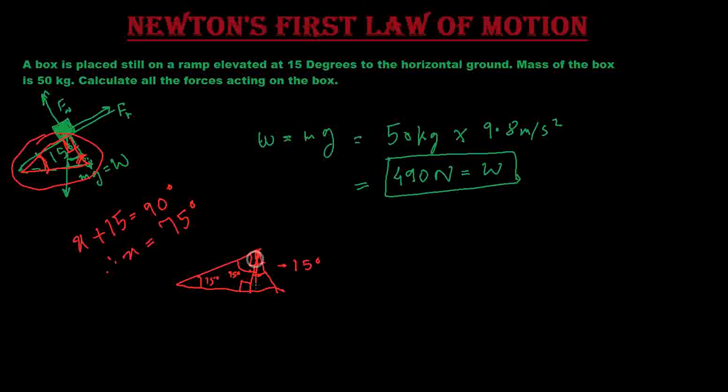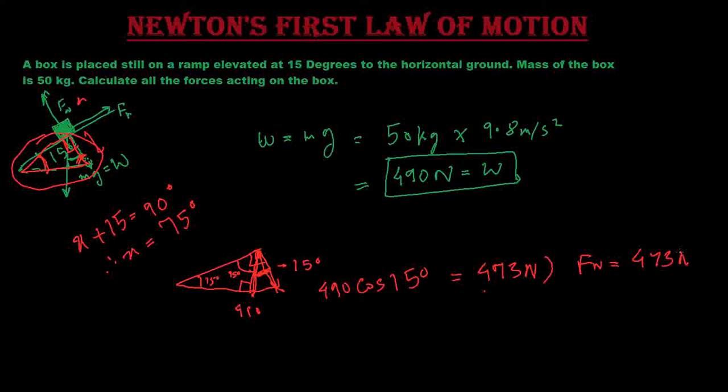We know this force mg is 490, and if we take this component adjacent to the angle, it should be 490 cos 15 degrees, that is equal to 473 newtons. Since the body is in equilibrium, this downward force has to be equal to this upward force. So Fn is going to be 473 newtons.